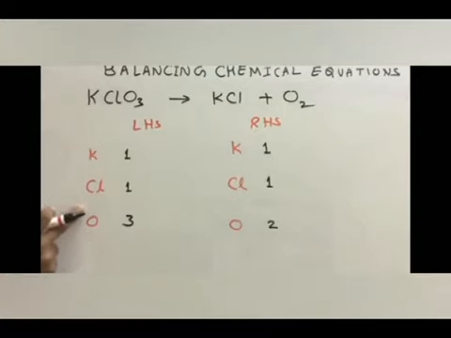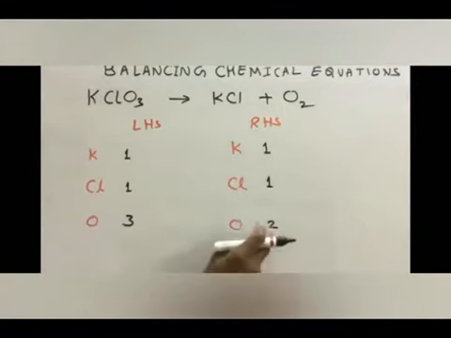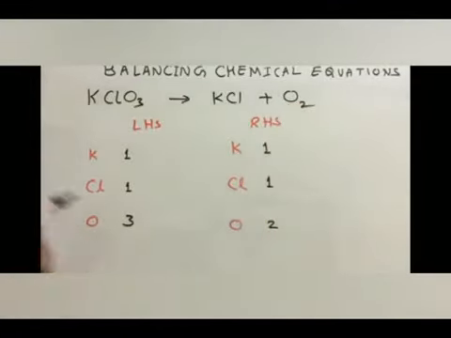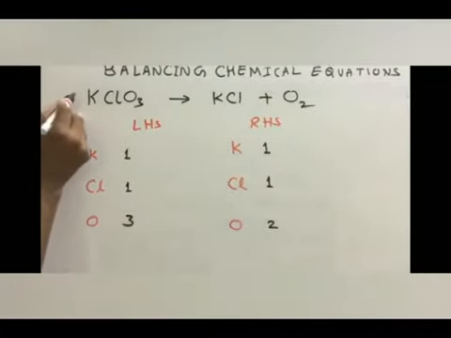Now both are equal. Potassium and chlorine are equal. Only oxygen we will multiply. So what we do, 2 2s are. If you take, it will become tedious. 3 you cannot make it as 4. 4 is not in 3 table. So what shall we do now?